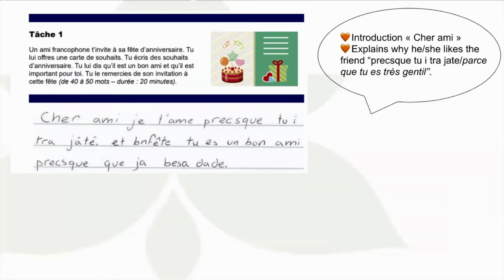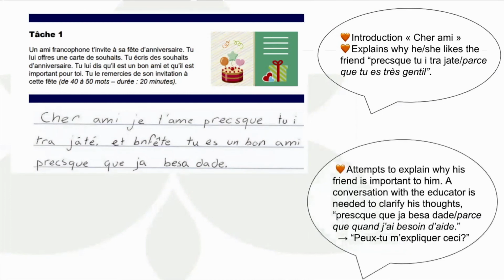When an educator gives descriptive feedback to a student, specific steps are generally followed. First, the educator begins by highlighting the student's strengths. In this case, the educator shares the student's ability to include an introduction to a friend's birthday card and also shares how he was able to explain why he likes his friend. Then the educator focuses on an area for improvement.